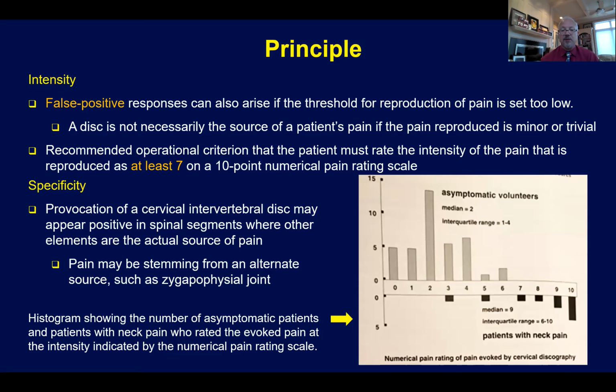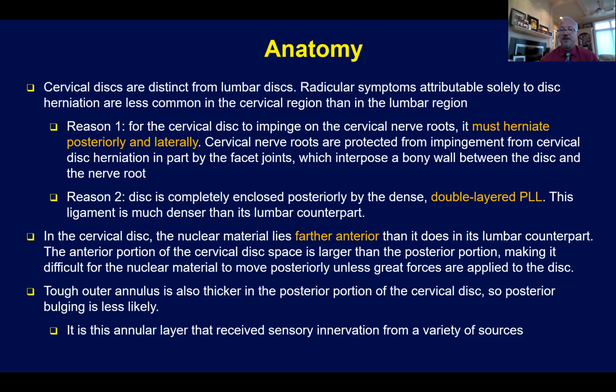Provocation of a cervical intervertebral disc may appear positive in spinal segments where other elements are the actual source of pain, which is why the use of controls is exceedingly important. A cervical disc is distinct from a lumbar disc. First, and of course, the obvious feature being the smaller size relative to the lumbar intervertebral disc, but also the nucleus pulposus is situated more anteriorly. I'll show you a graphic momentarily.